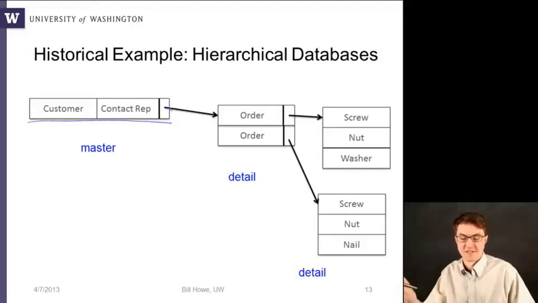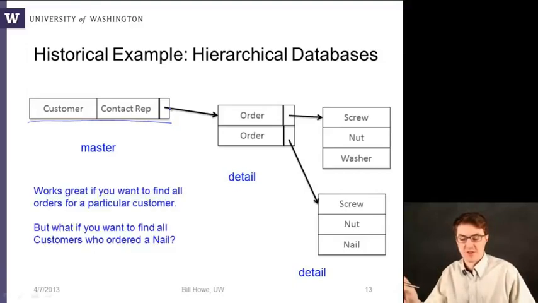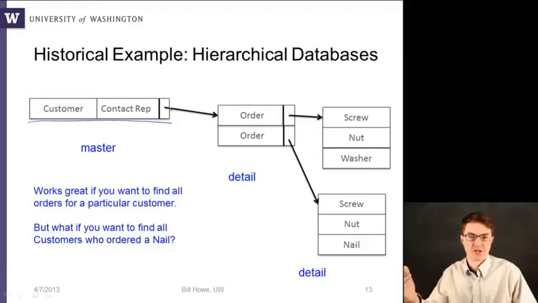The downside that still exists here, though, is that the programmer, the application developer, still needs to understand this hierarchy in order to find anything. Okay, they have to actually know exactly how things are organized. For example, that orders appear under customers. So you still have to anticipate what kind of access methods your customers are going to want and design for those. All right.